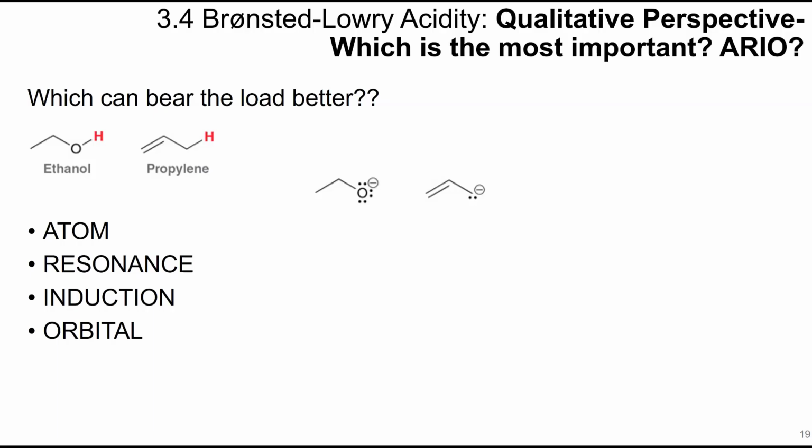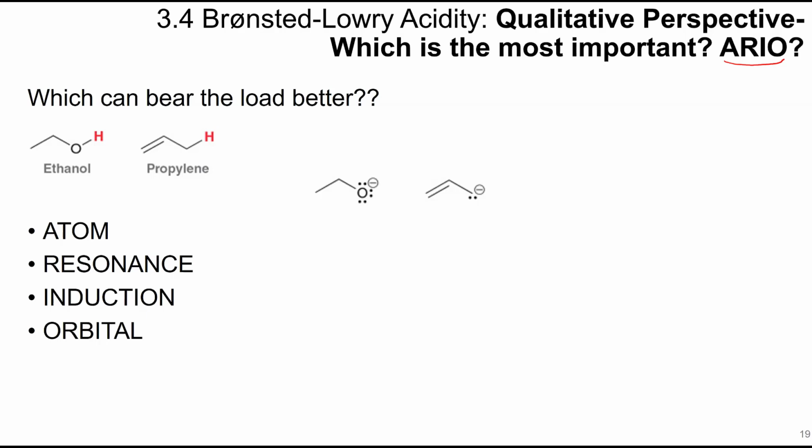So in Chapter 3, Part A, we looked at different qualities that we can look at to assess how acidic something is. So now we can put that into action. We looked at individual examples, but sometimes more than one of the ARIO comes into play here. So if we look at ethanol and propylene, which one is going to bear the load better? Which one is going to be better at holding the negative charge is what you want to ask.